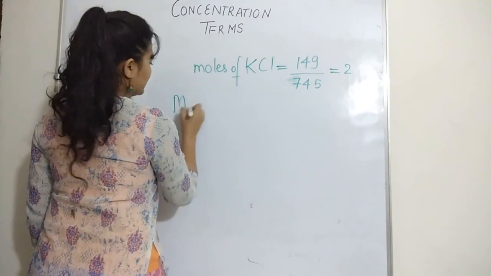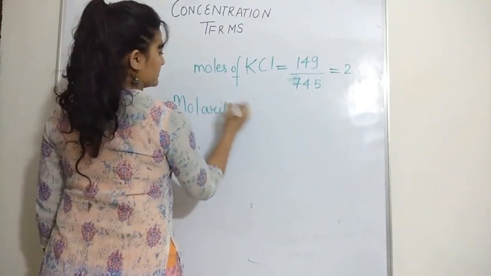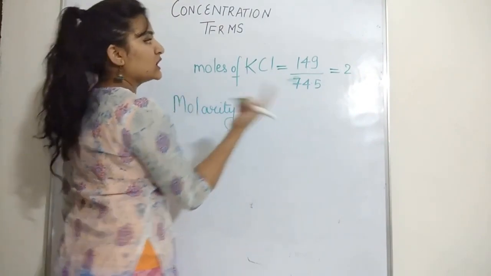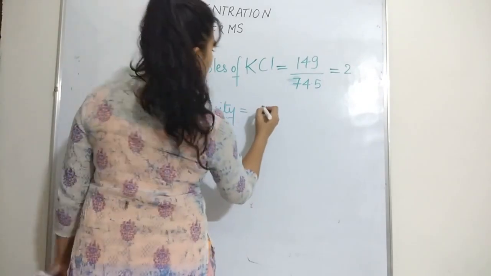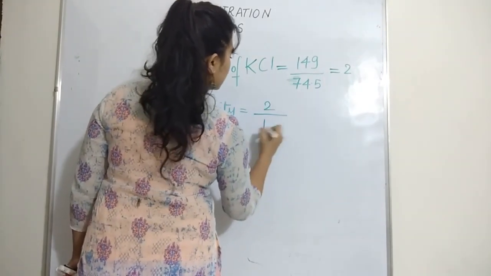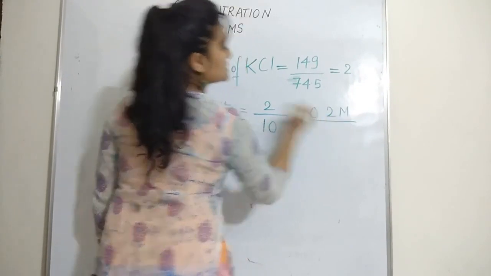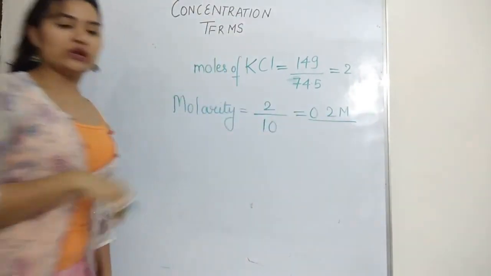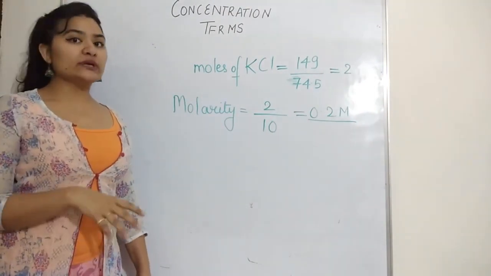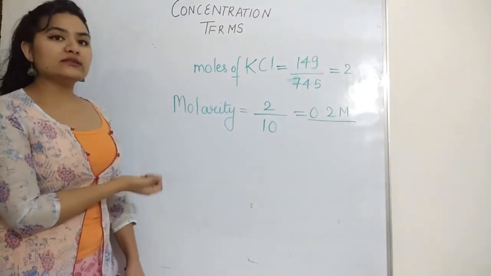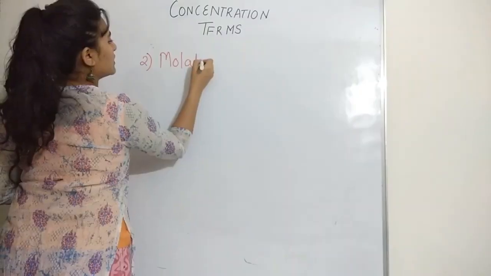Now molarity will be moles upon the volume of solution. How much volume is given? 10 liters. So it will be 2 upon 10 liters, simply 0.2 M. So this is the molarity of the solution. We'll take more examples. Now one more thing, all these concentration terms are also interrelated. So if one is given, you can find the other also. We'll do that as well.